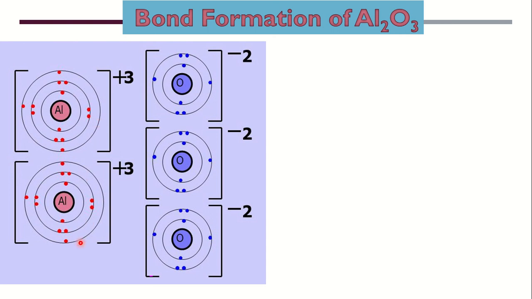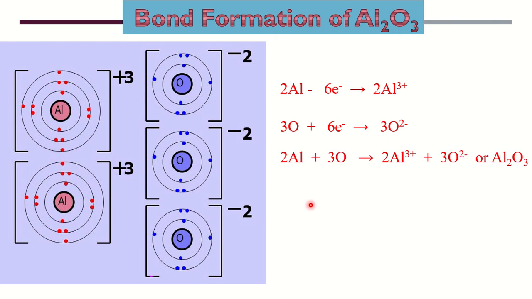2 aluminium atoms, after releasing 3 electrons each, make Al3+, and oxygen atoms, after accepting 2 electrons, make O2-. So 2 aluminium atoms releasing 6 electrons make 2 aluminium ions, 2 Al3+, and 3 oxygen atoms in total accept 6 electrons and make 3 O2-, and they are bonded together in this way, and they make Al2O3.